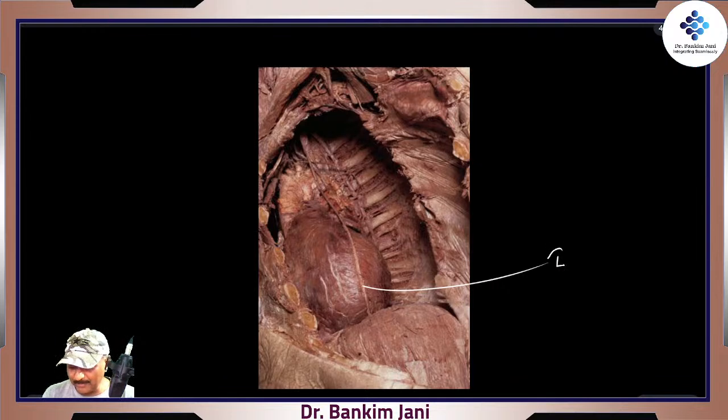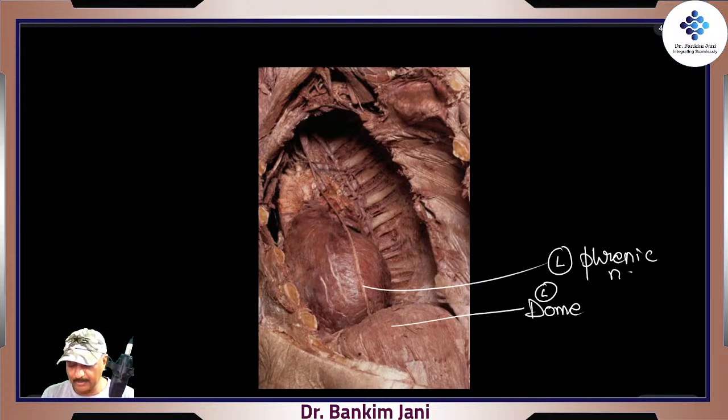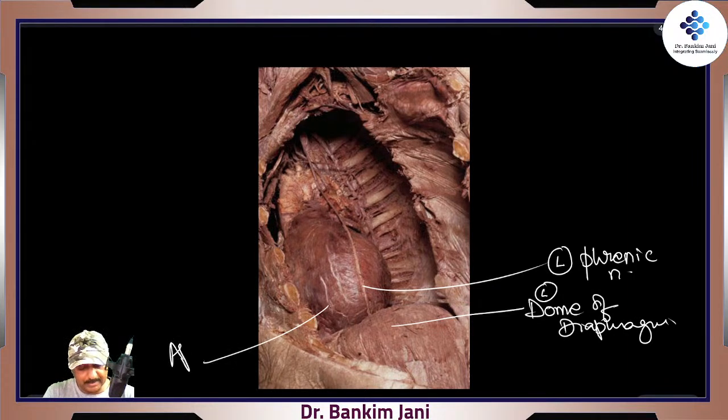This is so wonderful. The left phrenic nerve. See, it is going on this dome of diaphragm. That's our dome of diaphragm, left dome of diaphragm. And that's why that's the left phrenic. The heart, the big one. So this one would be the apex of the heart. Apex of heart. And the anterior portion would be the right ventricle.